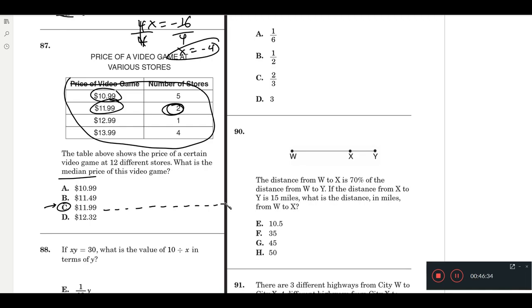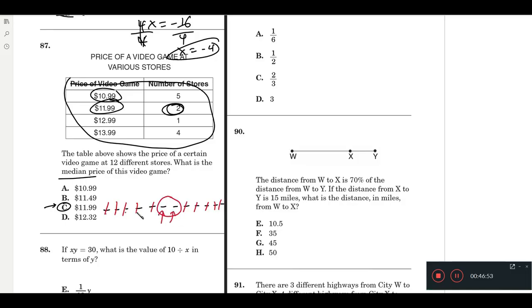12 numbers, right? And the median is the middle two. You have to add them and divide by 2 because it's an even set of numbers. So how do we find the median? We cross out the first number and the last number, and so on. So these two must be the median. You add them and divide by 2.